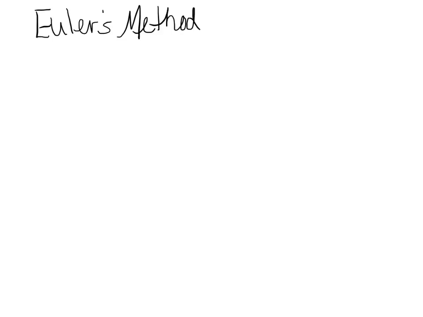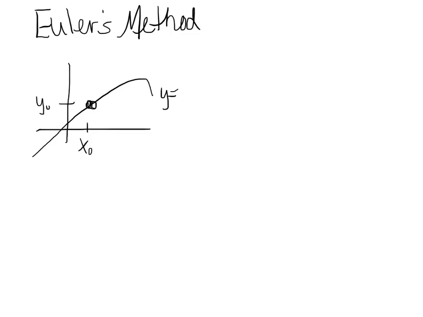But essentially what you've got is you have some graph that looks like this with a given function, and you're told that you have a point right here, and that point corresponds to some y value, which is y sub 0, and some x value, which is x sub 0. And this equation here was y equals y of x.